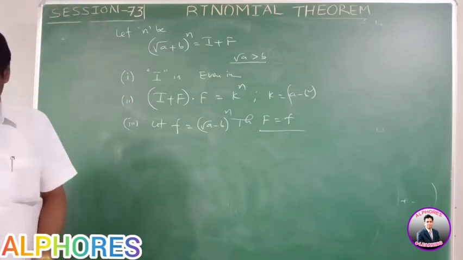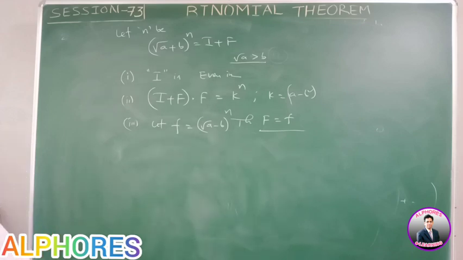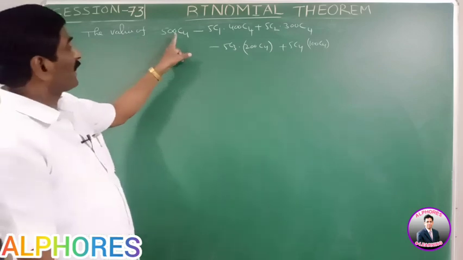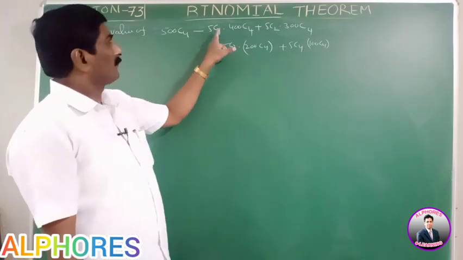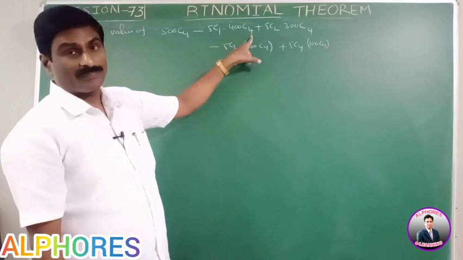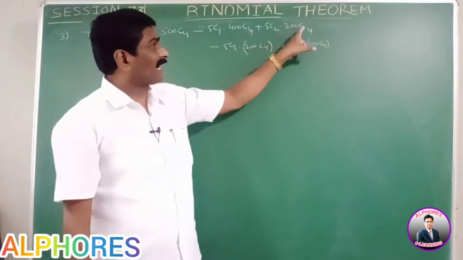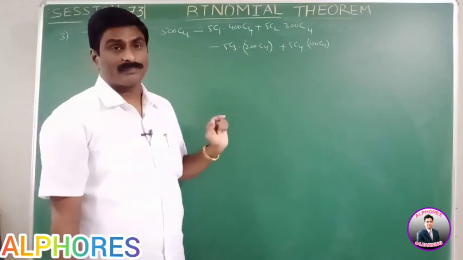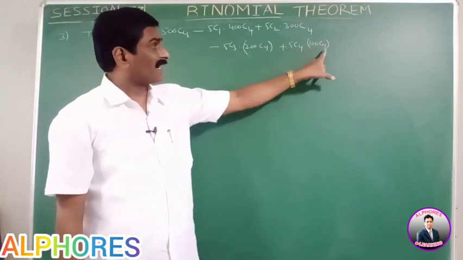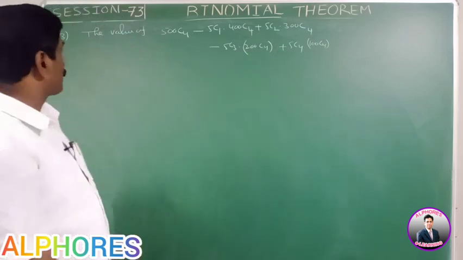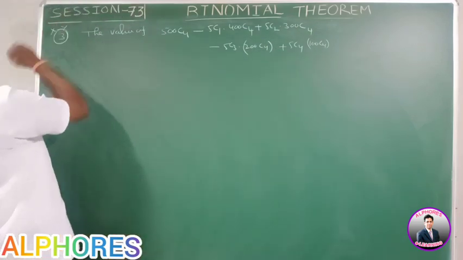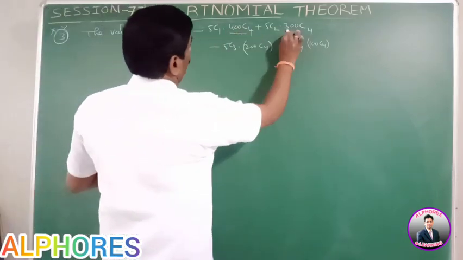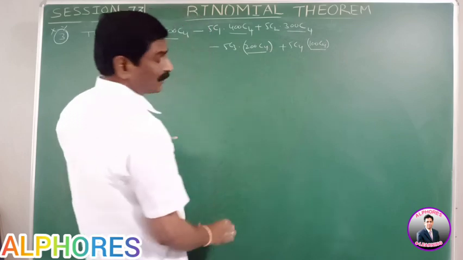Okay, very, very important. Next, third one, please note this value. The value of 500C4 minus 5C1 into 400C4 plus 5C2 into 300C4 minus 5C3 into 200C4 plus 5C4 into 100C4 is equal to dash. Very, very, very important. Please observe the sequence: 500C4, 400C4, 300C4, 200C4, 100C4.